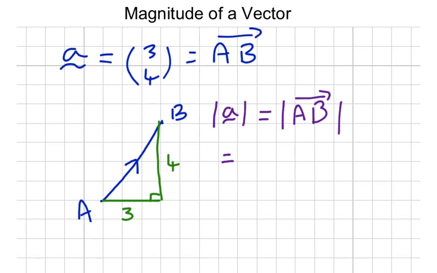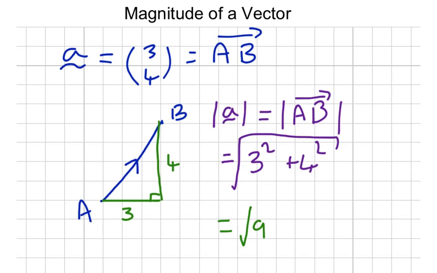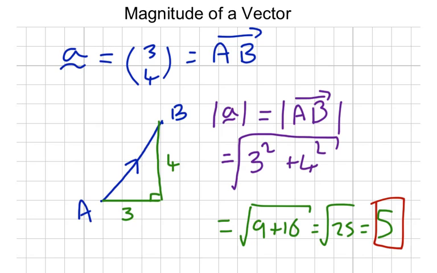And the way we calculate it is we square 3, we add it to 4 squared, and because it's Pythagoras' theorem, we have to square root the answer. So our answer is the square root of 9 plus 16, which is the square root of 25, which is 5. So the magnitude of the vector A is 5.